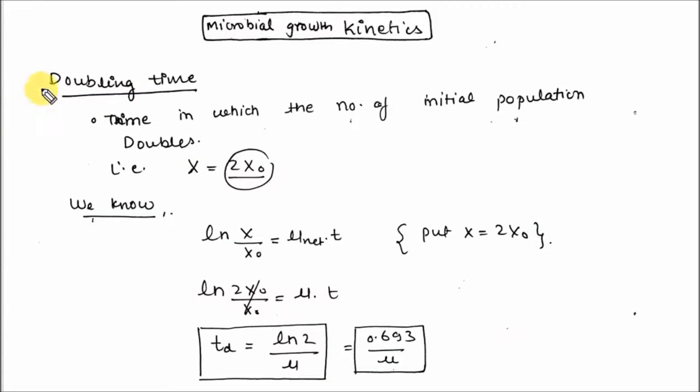So what is the doubling time? Doubling time is the time in which the number of the initial population doubles. That means x equals 2x naught, that is double the initial population. Just put the value in the following equation. You know the equation from the microbial growth kinetics. Put the value of x here, that is 2x naught. You will get ln 2 here, and manipulating this equation for t, the doubling time is ln 2 by mu, that is 0.693 divided by mu.